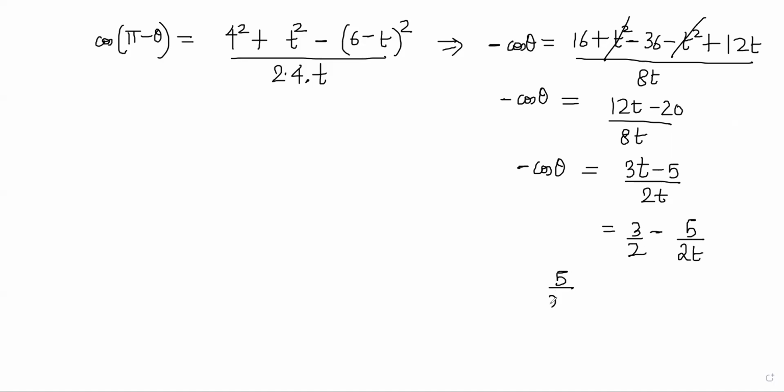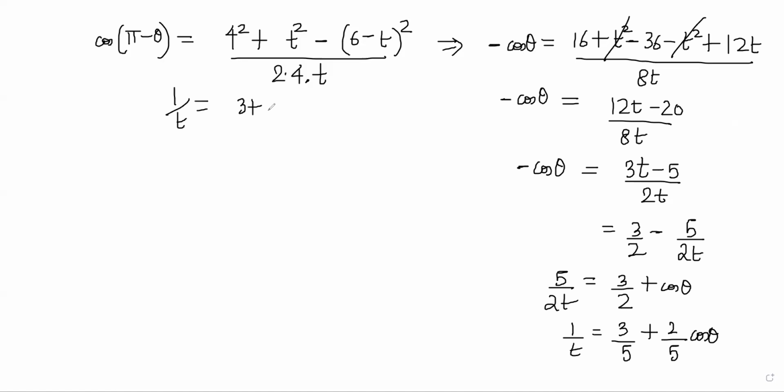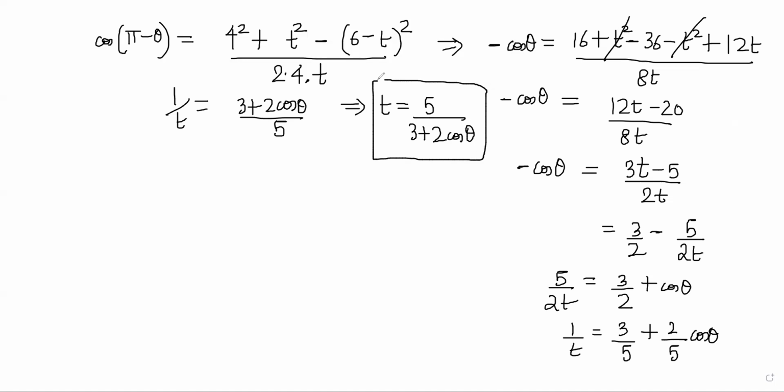So 5 by 2t is equal to 3 by 2 plus cos theta. And multiply by 2 by 5. So 1 by t is equal to 3 by 5 plus 2 by 5 cos theta. So basically you're getting 1 by t is equal to (3 plus 2 cos theta) by 5. And from here we get t is equal to 5 by (3 plus 2 cos theta). And remember, t was the focal distance of BF1, right?